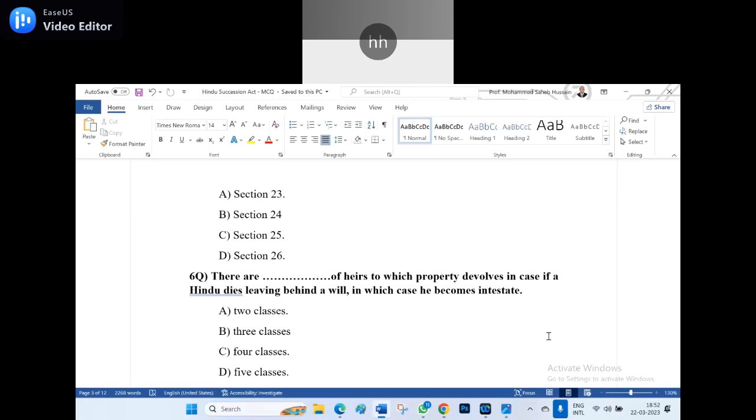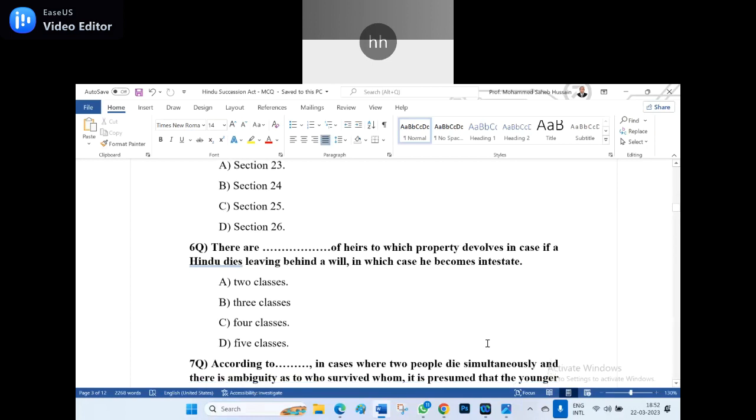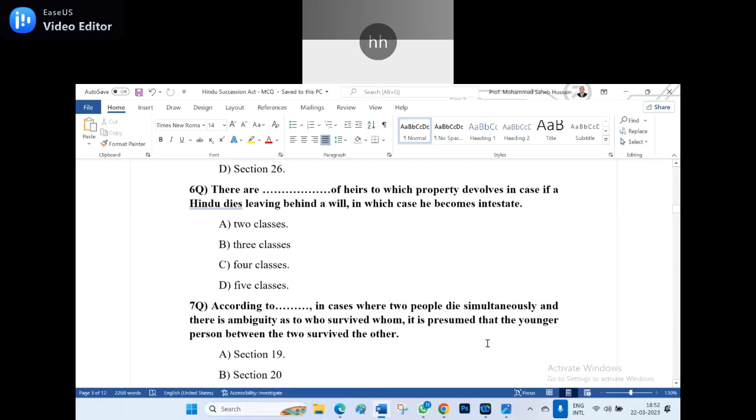Wrong. First is the first class, second is the second class, third is agnates, and fourth is cognates. How many are there? Four classes of heirs are there. So C is the right answer.